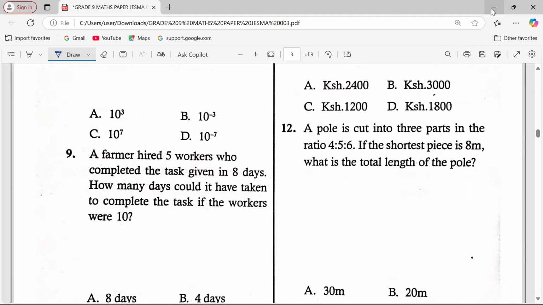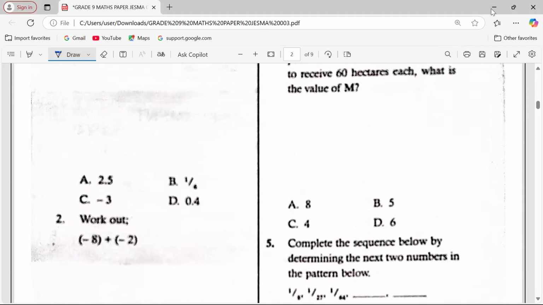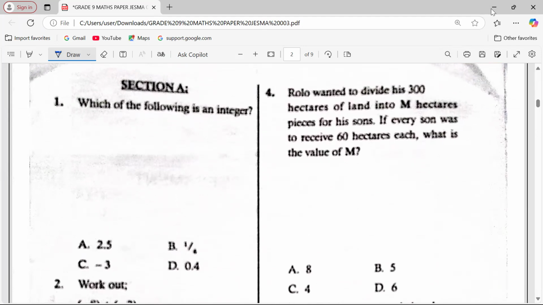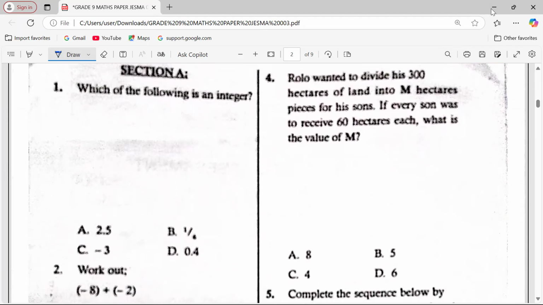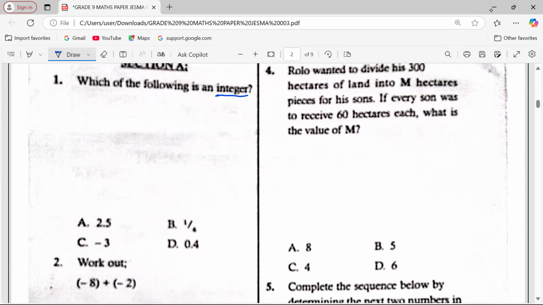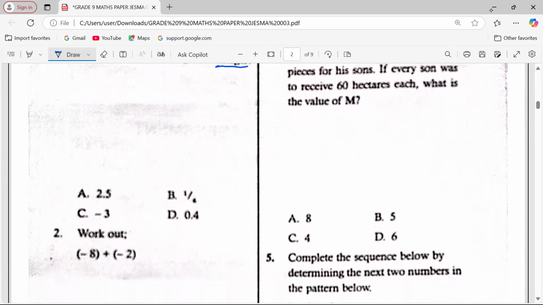Now, looking at these questions and starting from number 1, we are told: which of the following is an integer. So first, a learner should understand what an integer is. Integers are whole numbers, both positive and negative, 0 included. So 0 is also an integer. That is what learners should know.